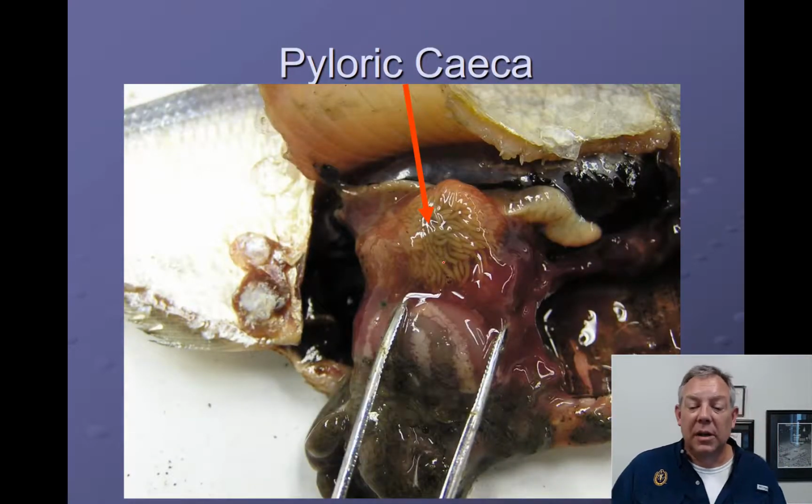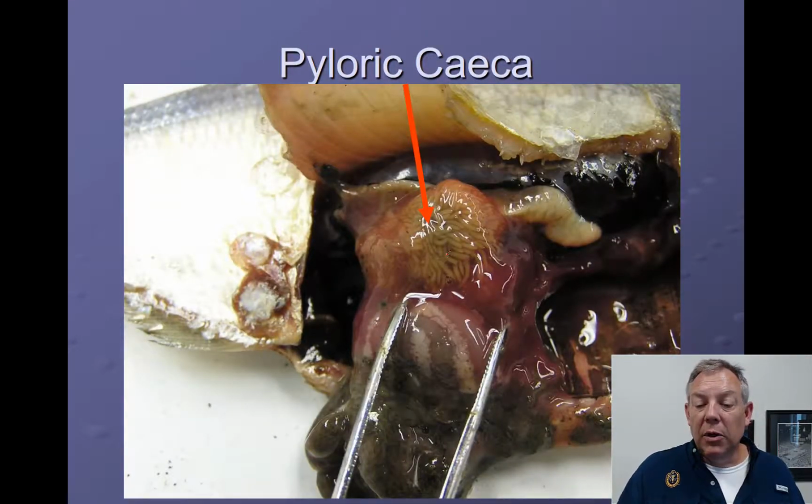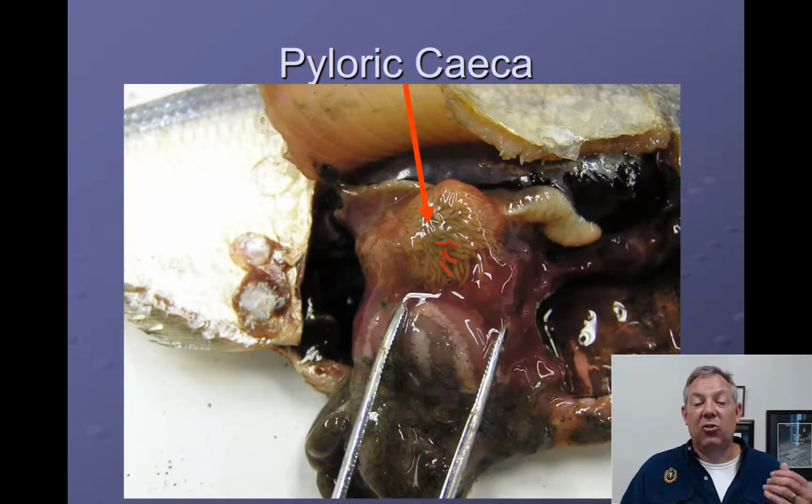This is what Pyloric Caeca look like. And so if you look here, you can see there's tons and tons and tons of little finger-like projections. All right, and this is at the posterior end of the stomach, at the junction of the stomach and the intestines. And you can see how this can increase surface area.